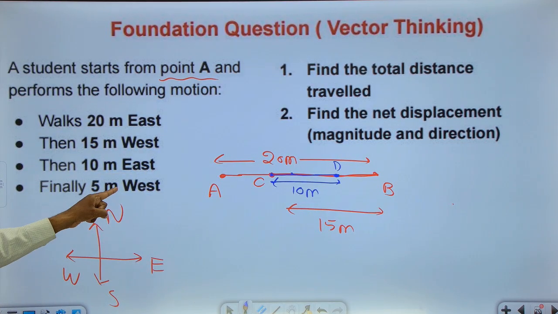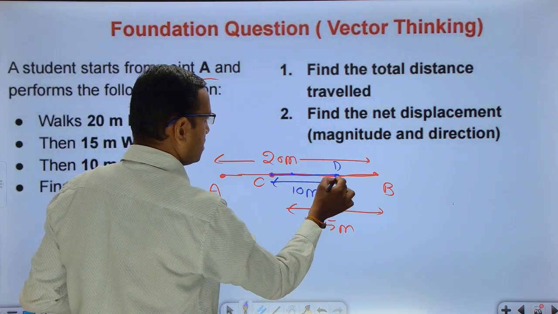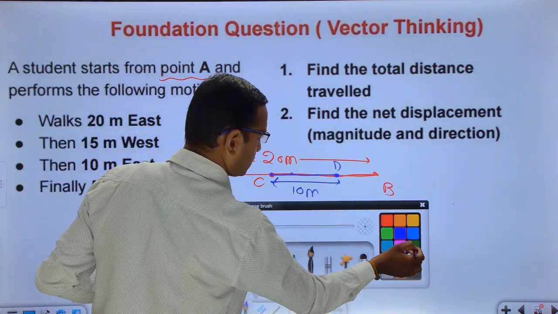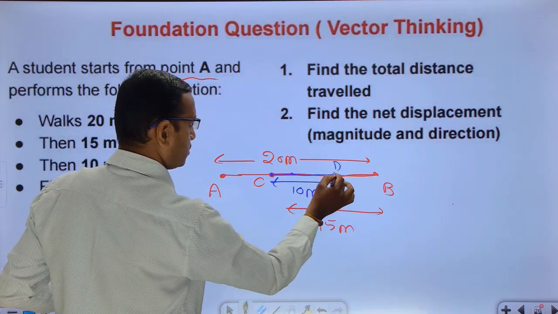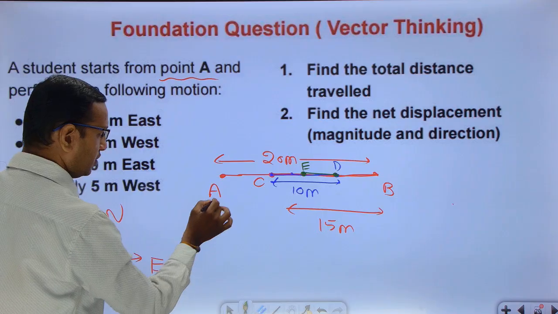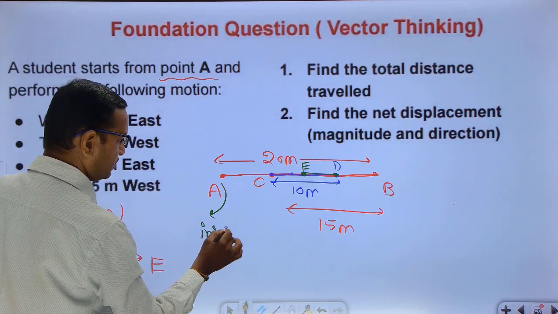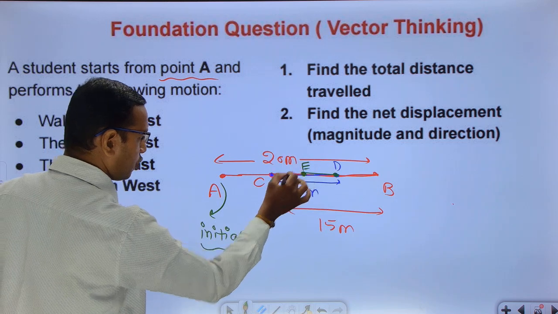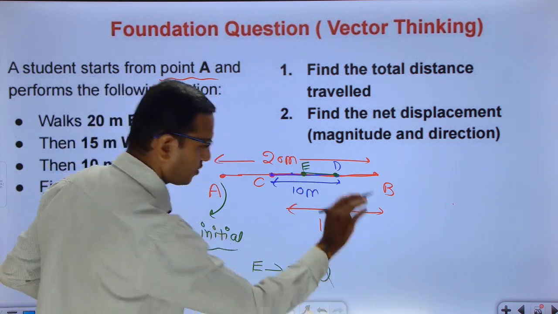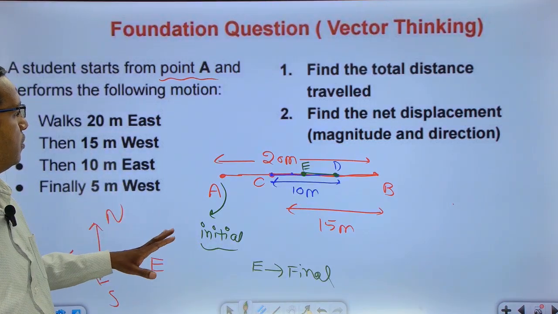Now finally 5 meters west he is moving. Again he is moving west 5 meters from D. I'll use some other color. 5 meters here. Now finally he is at E. So this is my initial point, and ultimately he stopped at point E. So the point E is nothing but the final point.